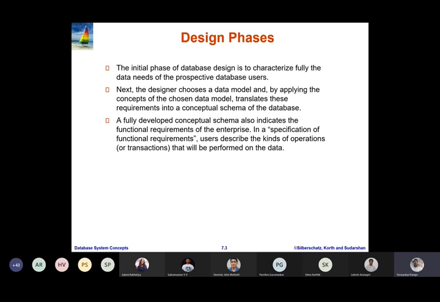So first we are going to gather some requirements. So you are going to work on a university ER model. Who are the entities and how are the entities represented? So student is represented by means of a conceptual schema, or instructor is represented by means of a logical schema. So the requirements are being translated into a conceptual schema in the design phase. So a fully developed conceptual schema also indicates the functional requirements of the enterprise.